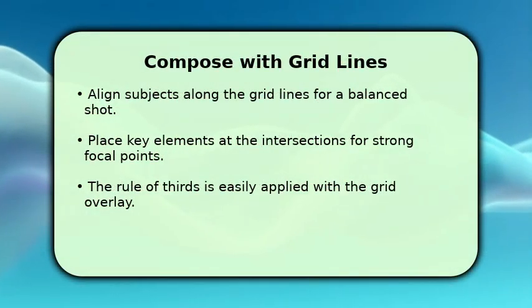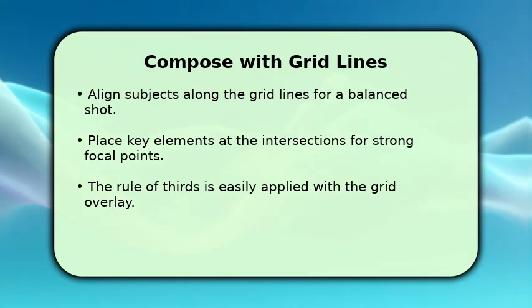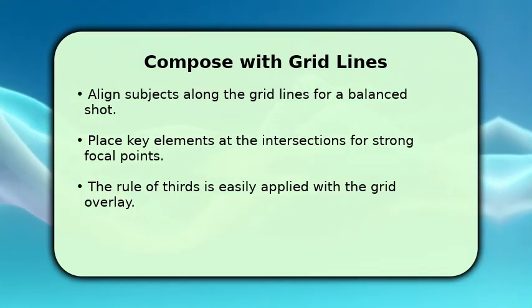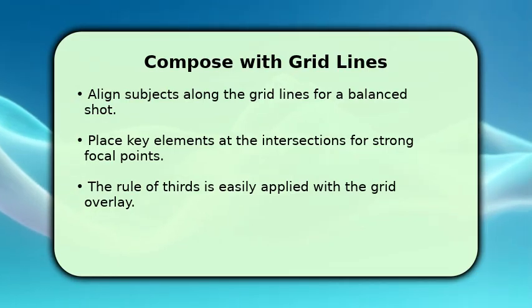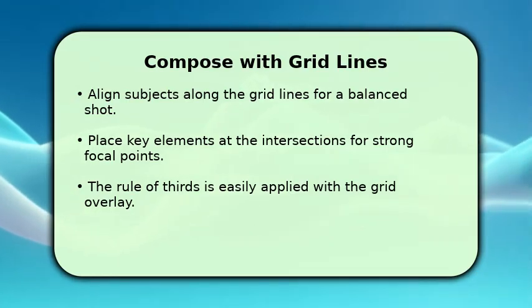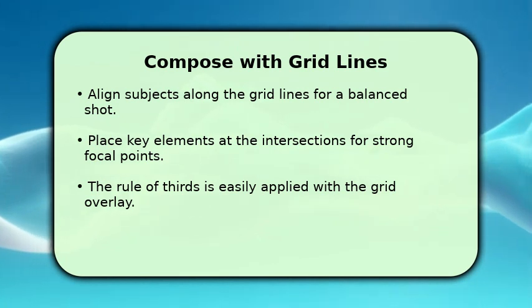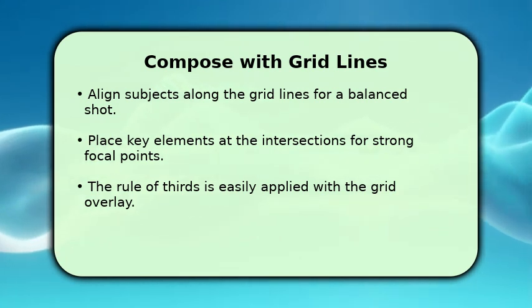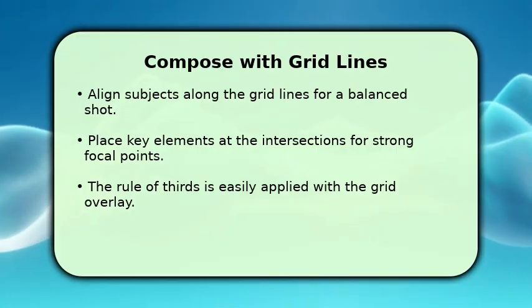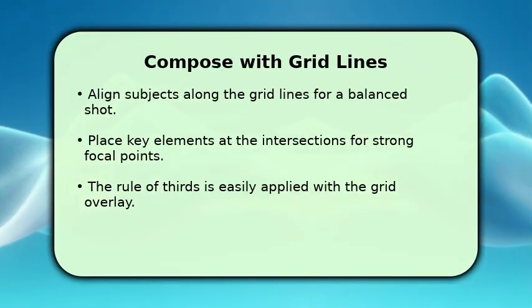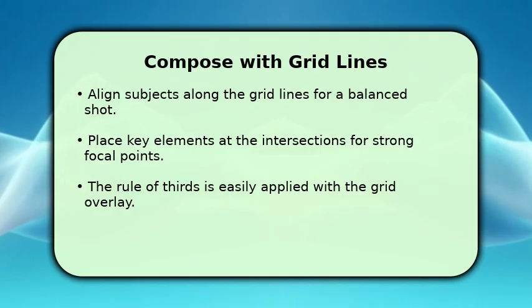Now that your Grid is active, let's talk about composition. You can align your main subjects along the grid lines to create a balanced and harmonious shot. For even stronger focal points, try placing key elements at the intersections of these lines, effectively using the rule of thirds. This technique helps draw the viewer's eye naturally, making your snaps more engaging and professional.